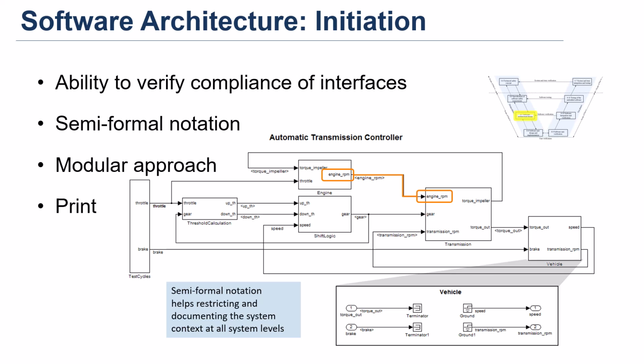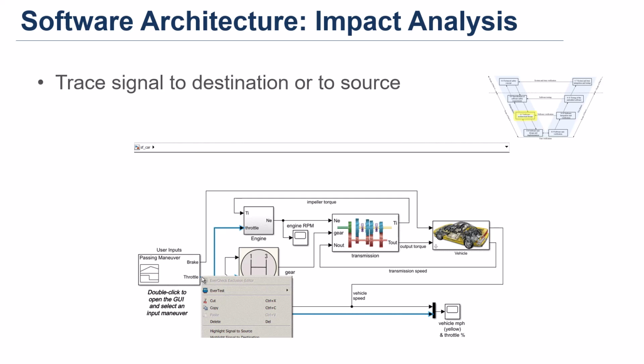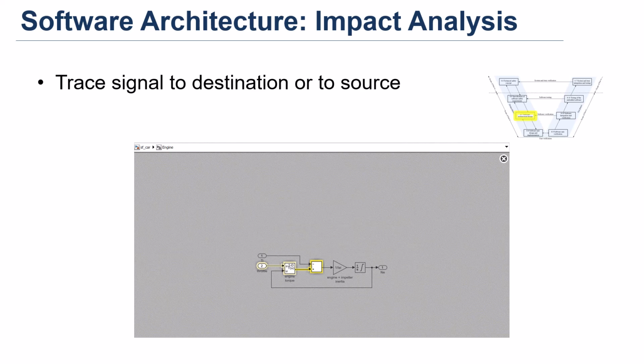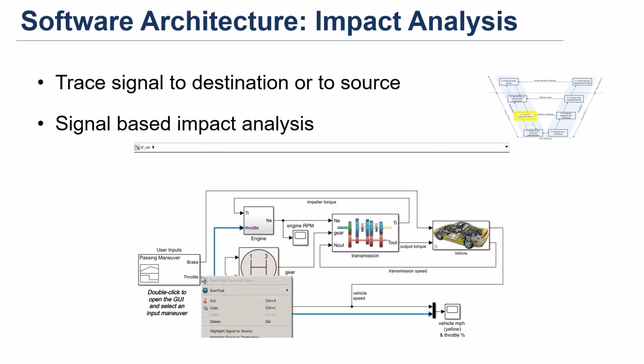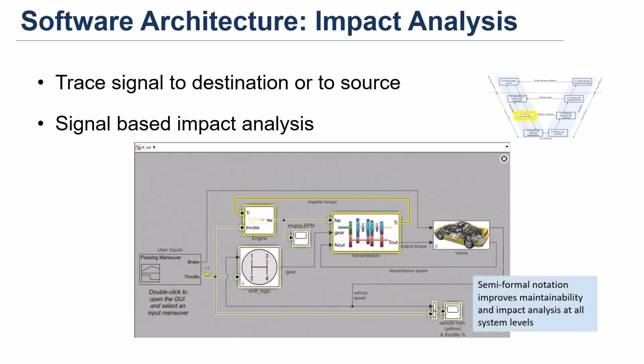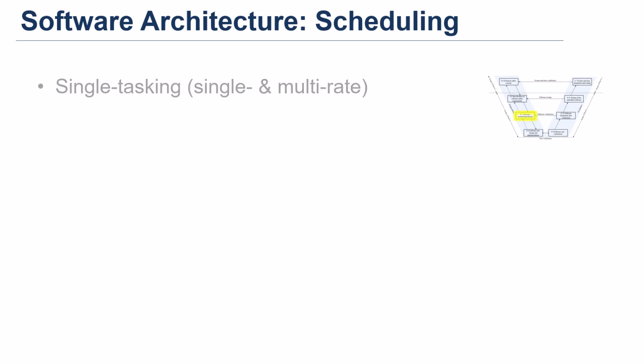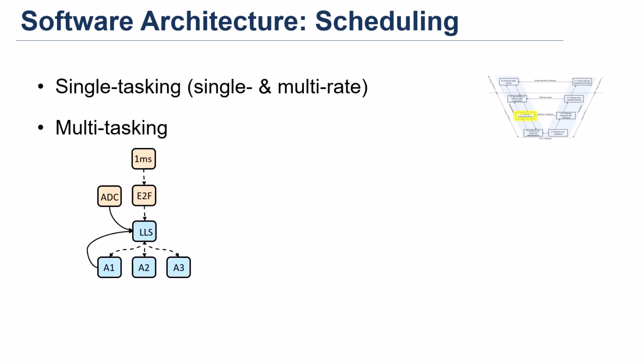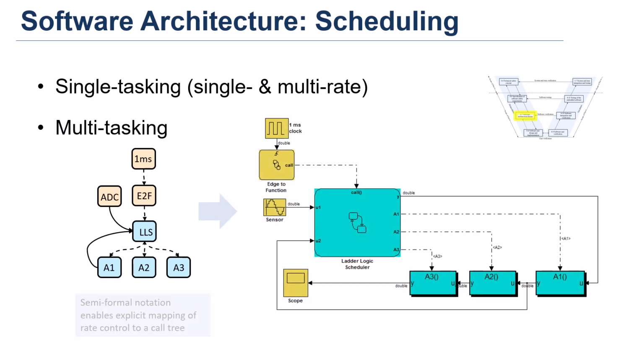requirements much better. The model-based software architecture simplifies the impact analysis. You can visually trace signals to destination or to source. It's impossible in static tools like Visio or PowerPoint. So semi-formal notations and Simulink improve maintainability and impact analysis at all system levels. You can model timing behavior on the architectural level. Single-tasking scheduling with multiple rates and multitasking scheduling are supported. The semi-formal notations enable explicit mapping of complex rate control to the call tree.